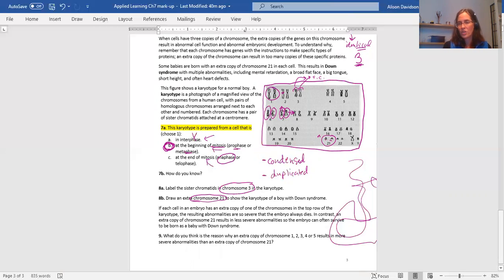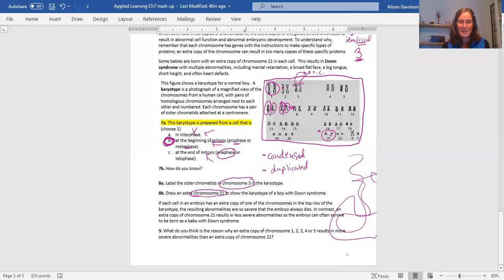The final question is one that students often think is complex, but it's deceptively simple. What do you think the reason is? If you have an extra chromosome number 1, 2, 3, 4, or 5, it results in more severe abnormalities than having an extra chromosome 21. Why would that be? Well, let's just see what we can see.